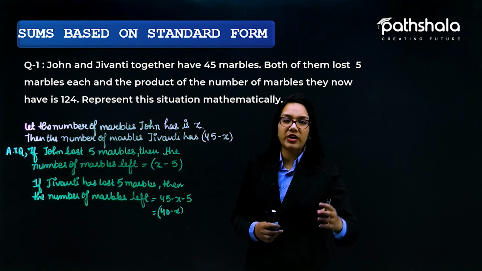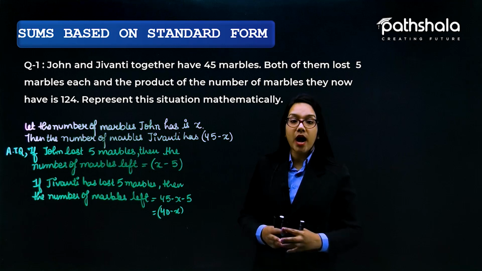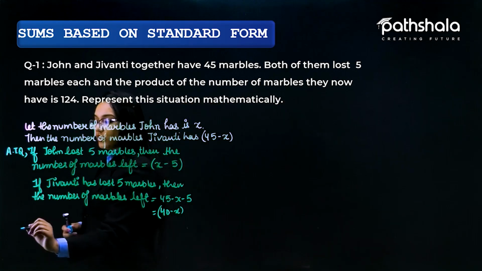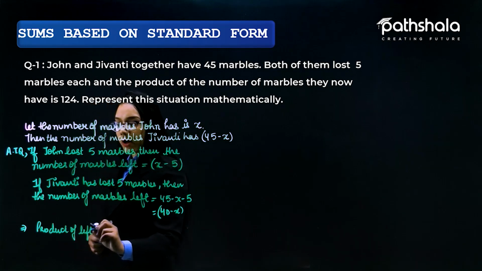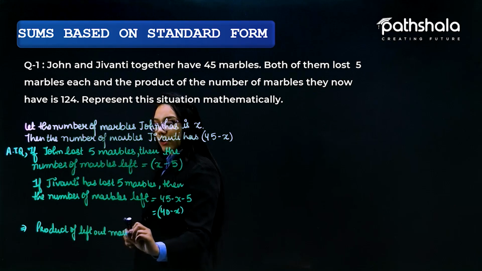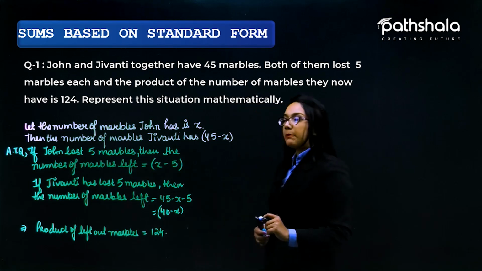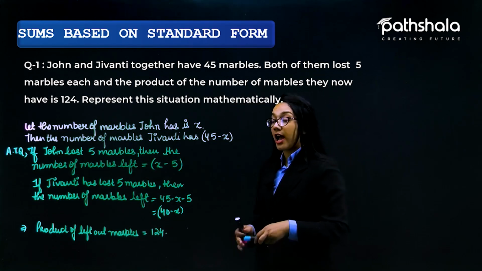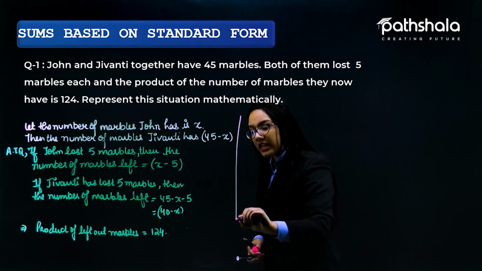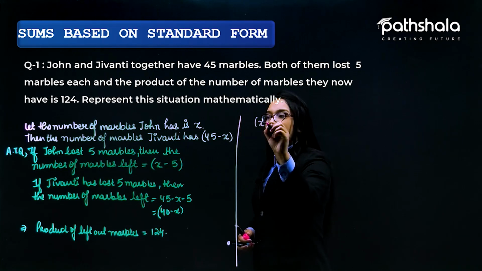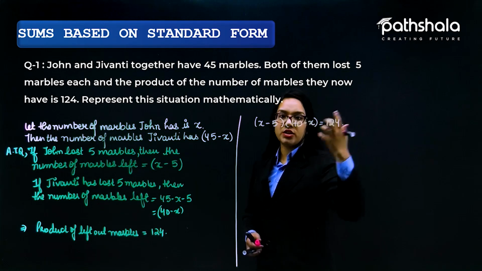Now moving on further to the question, it says the product of the number of marbles they now have is 124. So according to the question, the product of the left out marbles is equal to 124. We know that the marbles left with John are x minus 5, and the marbles left with Jivanti are 40 minus x. So it means (x minus 5) into (40 minus x) is equal to 124. Let's solve this equation.